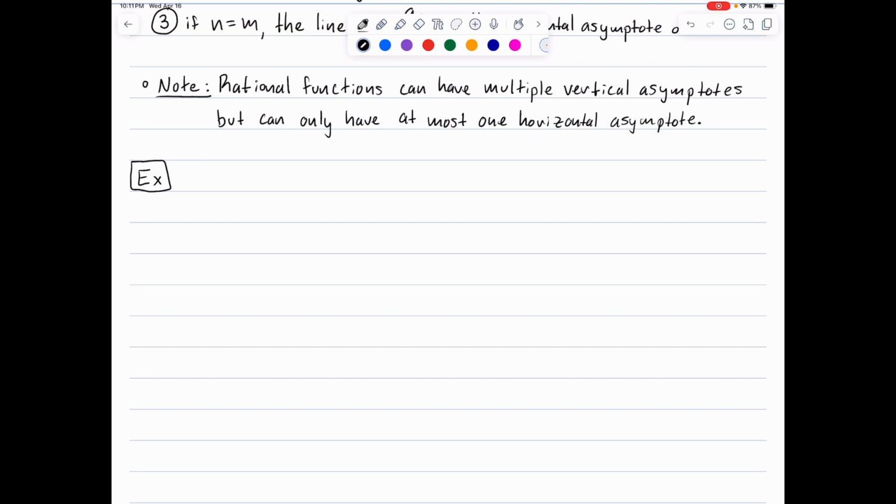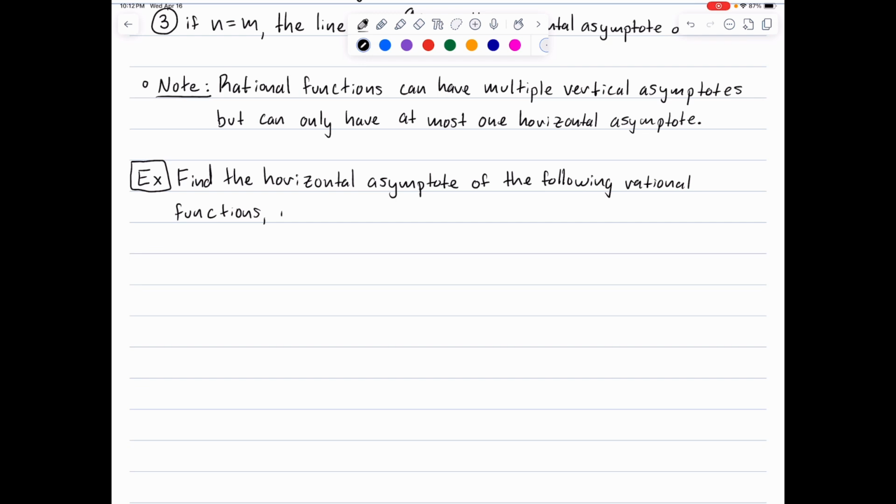Find the horizontal asymptote of the following rational functions, if any. Part A.